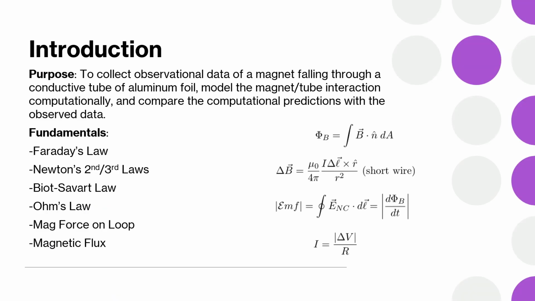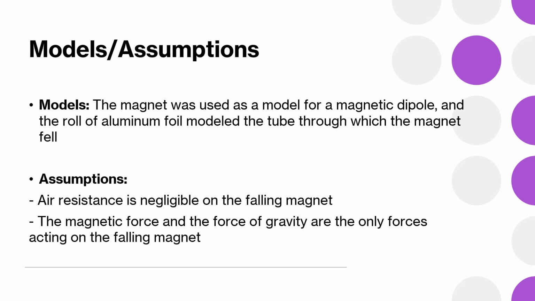The purpose of this lab is to collect observational data of a magnet falling through a conductive tube of aluminum foil, model the magnet and tube interaction computationally, and compare the computational predictions with the observed data. Some fundamentals are Faraday's Law, Newton's second and third laws, the Biot-Savart Law, Ohm's Law, magnetic force on a loop, and magnetic flux.